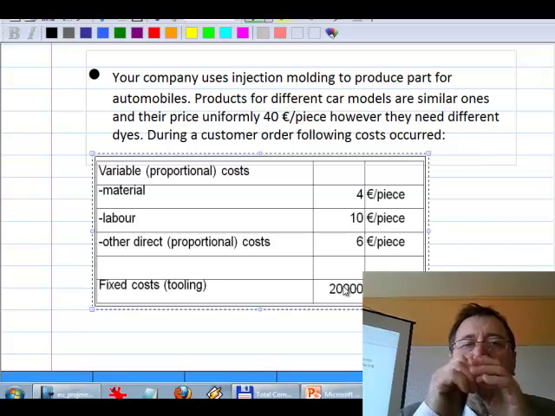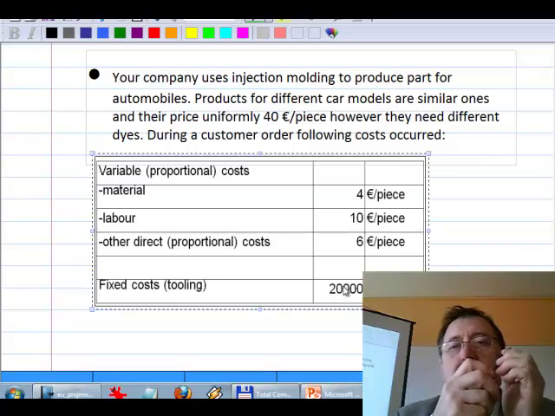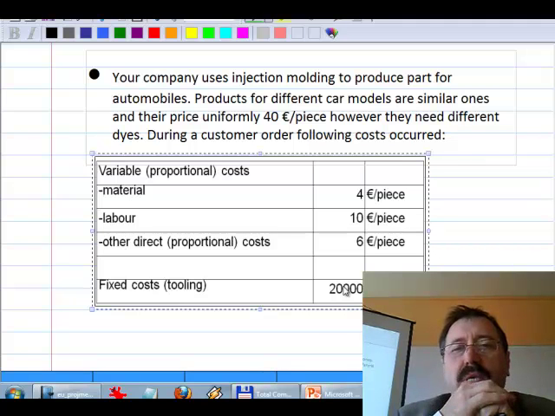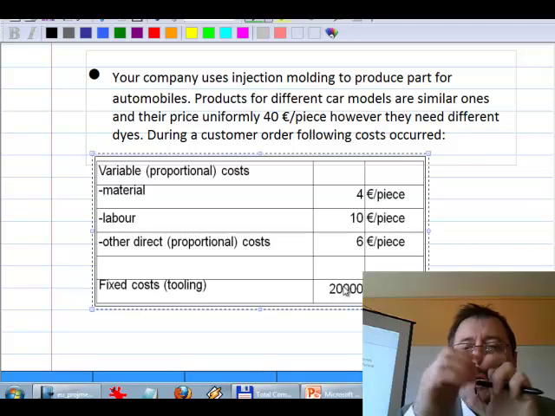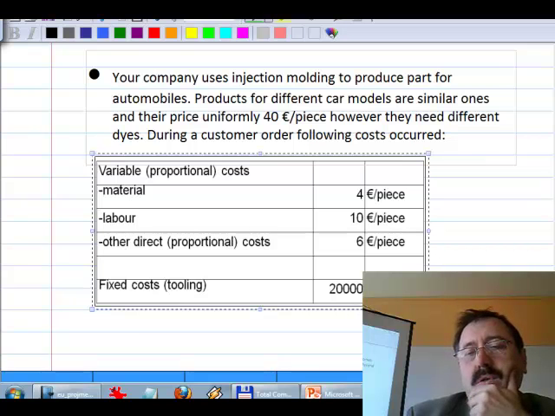So the problem is the next. Your company produces part for automobiles and you sell all the parts at 40 euro per piece price. You need a die, a tool, which costs 20,000 euro. That is what kind of cost?